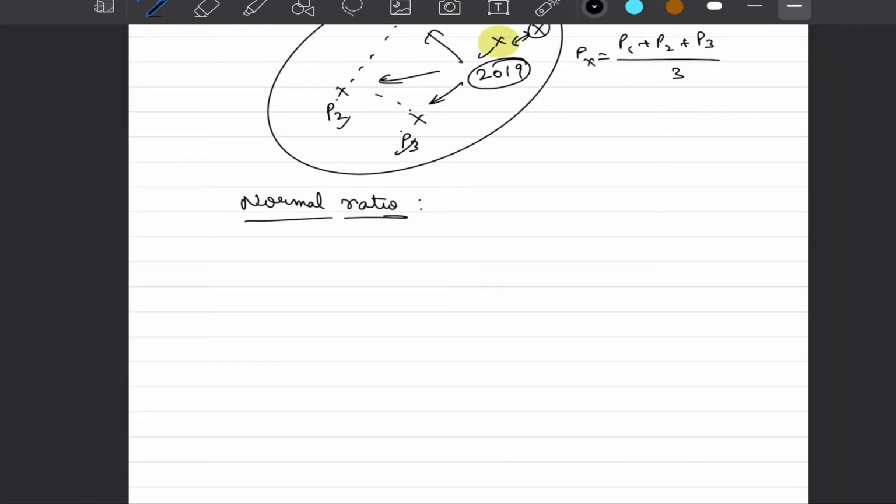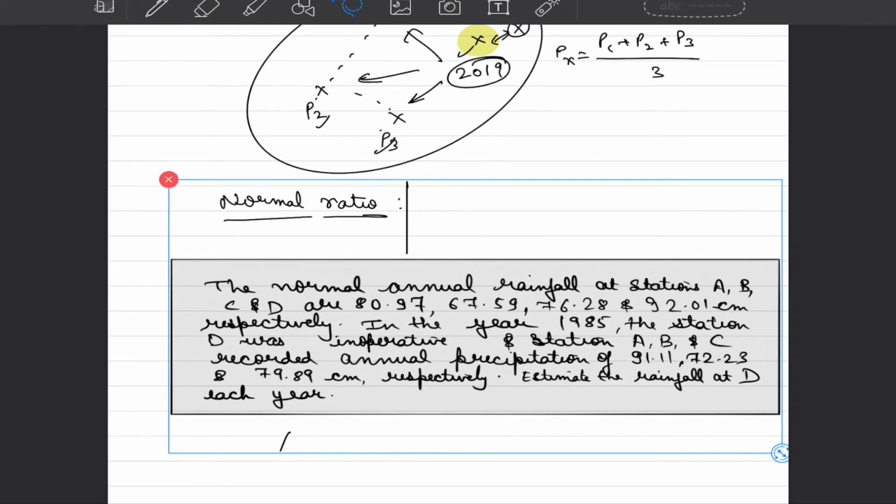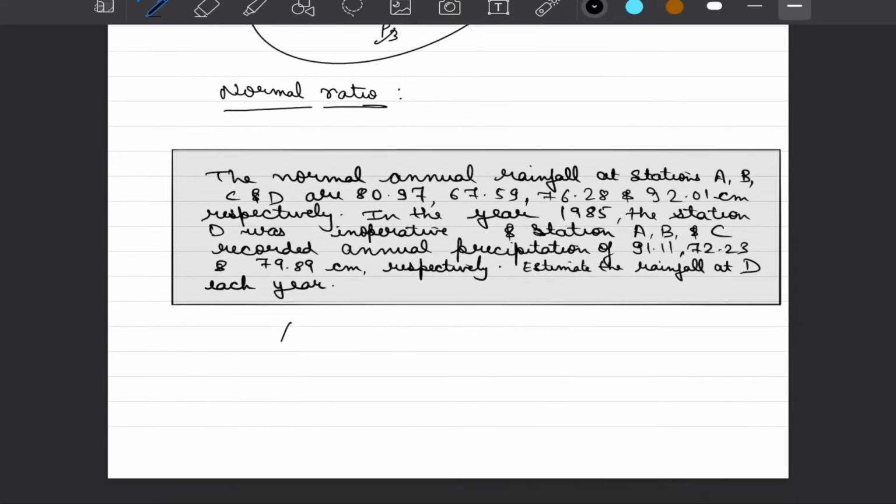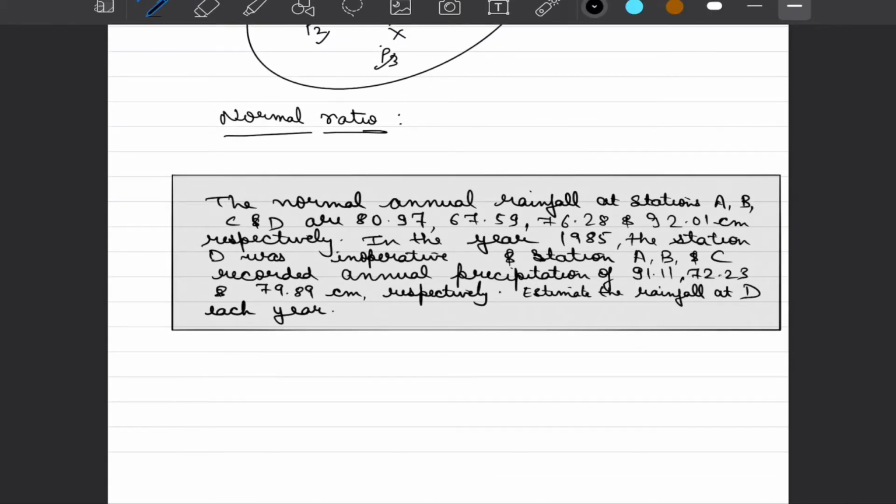Let us say we are given an example where the normal precipitation at sites A, B, C, D are known as 80.97, 67.59, 76.28, and 92.01, and so on. However, in one of the years, that is in 1985, station D was inoperative and data was only available at sites A, B, and C. Now we have been asked to compute what the rainfall at D would have been in that year. One way is straightforward: we just take the mean of the precipitation that happened at sites A, B, and C and say that is the precipitation at site D in 1985.